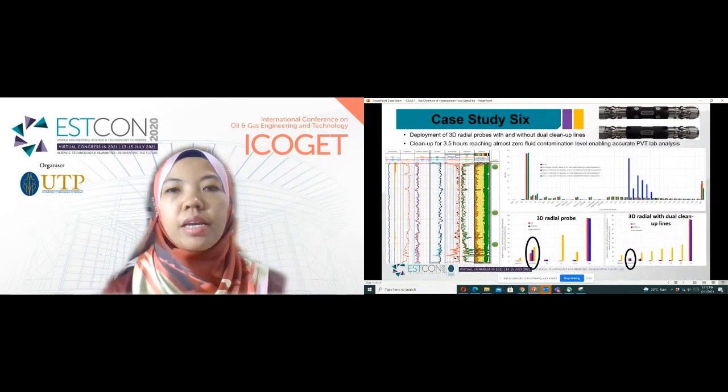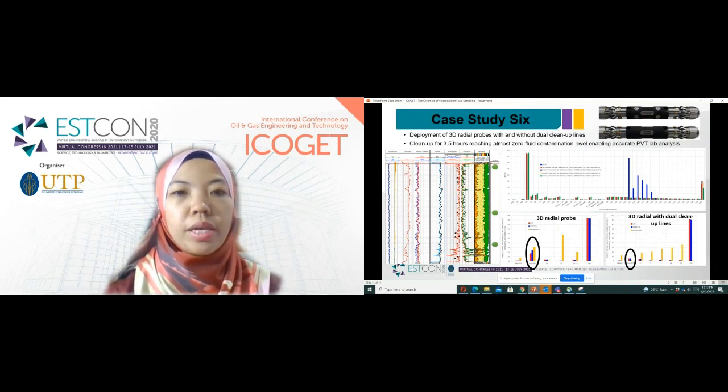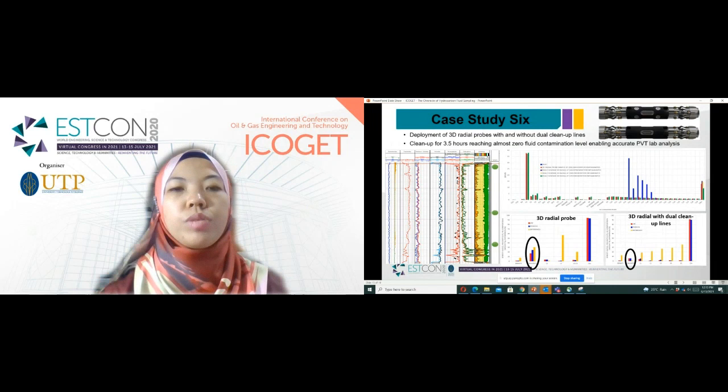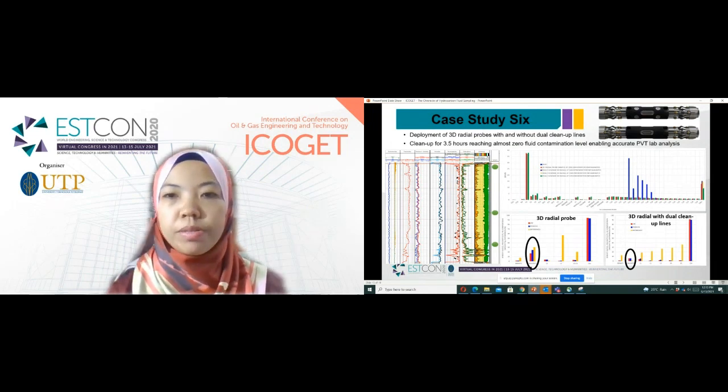Case study number 6 is the application of the 3D radial probe, both with and without the cleanup flow lines. For the prolific oil-bearing sandstone here at the upper part, the sample was acquired using the 3D radial probe without cleanup line, whereas the bottommost two samples were acquired using a 3D radial probe with dedicated cleanup flow lines. Lab analysis indicates that almost 0% contamination was achieved for both types of samples.